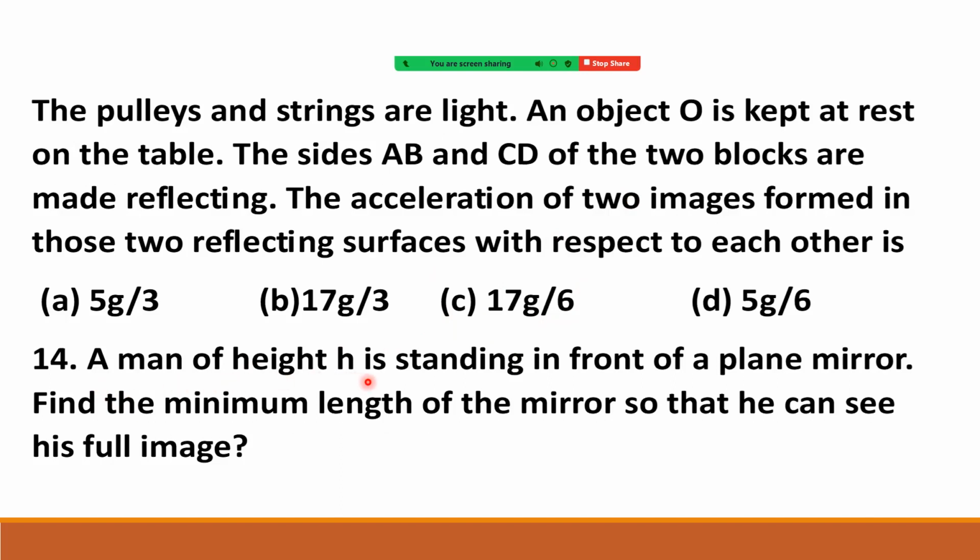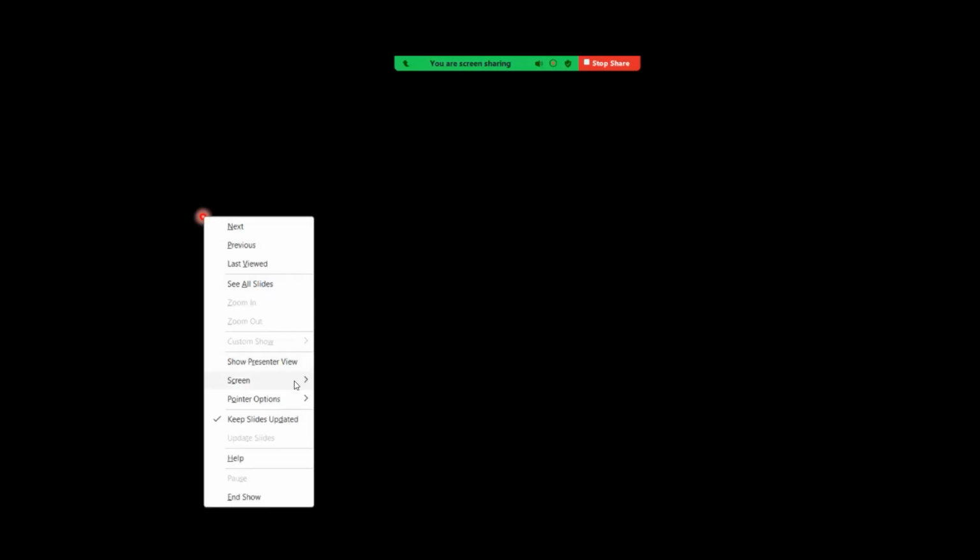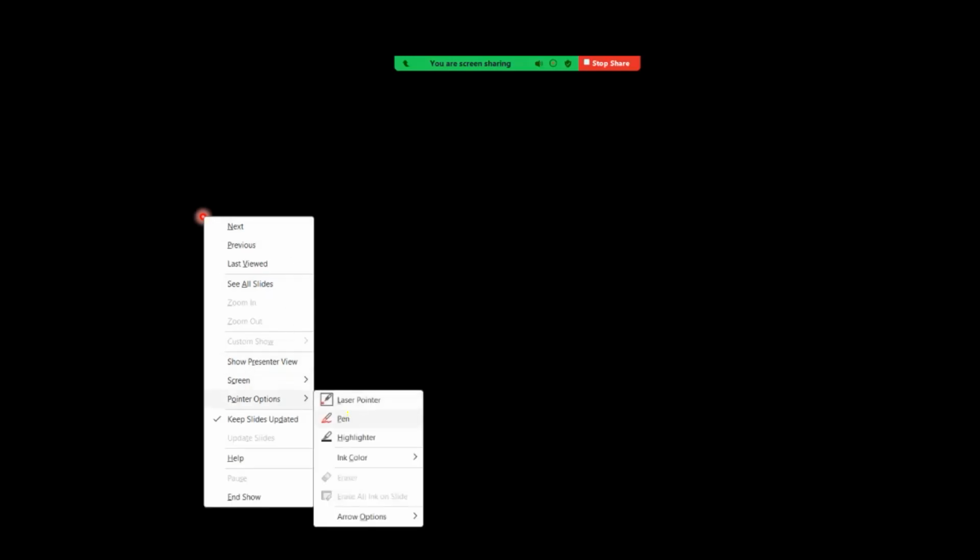A man of height h is standing in front of a plane mirror. Find the minimum length of the mirror so that he can see his full image. See carefully how to start the problem. Let us make a diagram for this one.